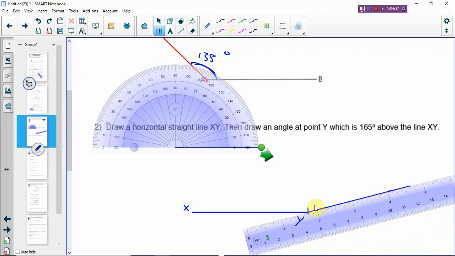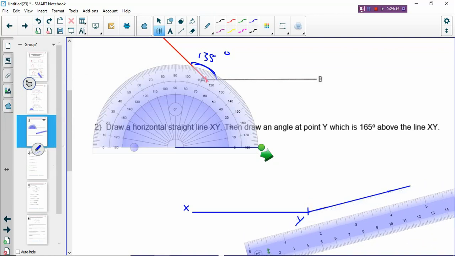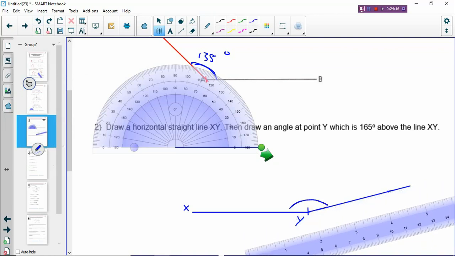That is how you should be drawing the angle. Once you have drawn the two lines, you need to draw the angle, the curved line formed by the two straight lines, and then you label 165 degrees. That is how you draw an angle at point Y. Your angle must be near point Y, and it has to be above the line XY.